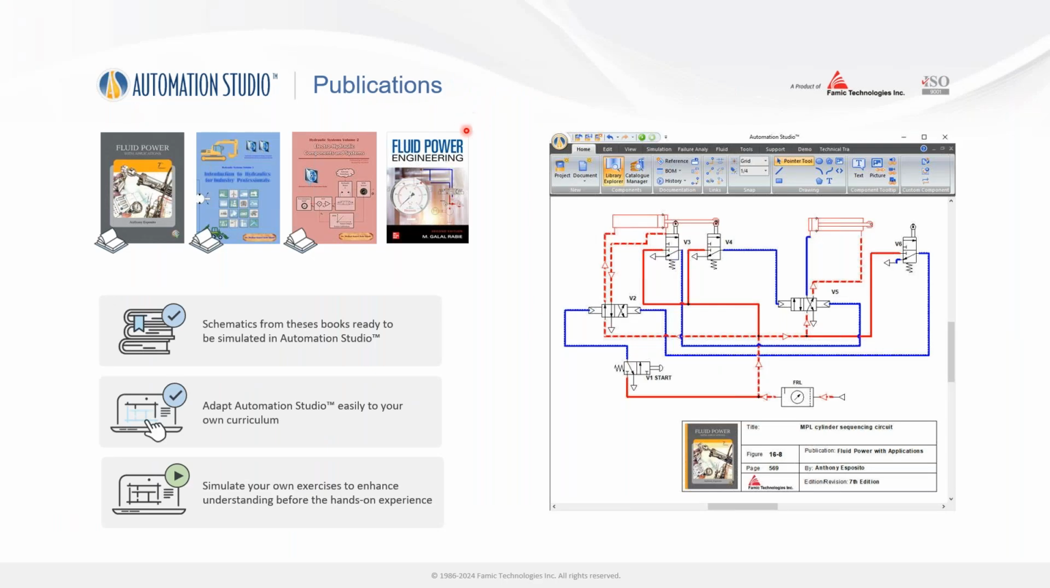We also provide technical publications in Automation Studio. For example, you can see this circuit. This circuit is from this textbook, Fluid Power with Applications by Anthony Esposito. Similarly, there are many other applications and circuits available in Automation Studio from different publications. You just have to go to the Technical Training Material tab and click on the exercise which he or she wants to work on.